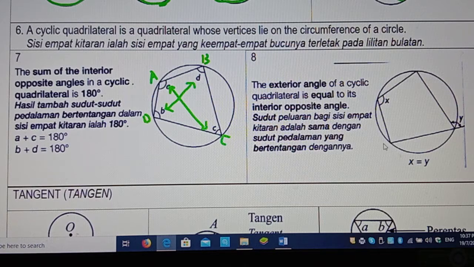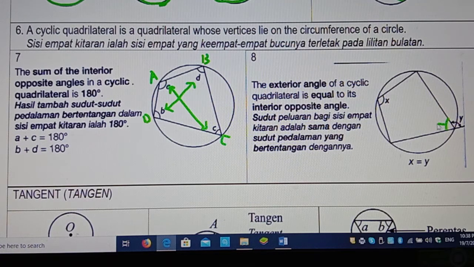Okay, this is a cyclic quadrilateral. If you extend one of the sides, it will form one angle outside here. We call it the exterior angle. So for this straight line, if this one is the exterior angle, then inside here is the interior angle, the corresponding interior angle. So according to this property, the exterior angle of a cyclic quadrilateral equals its interior opposite angle.